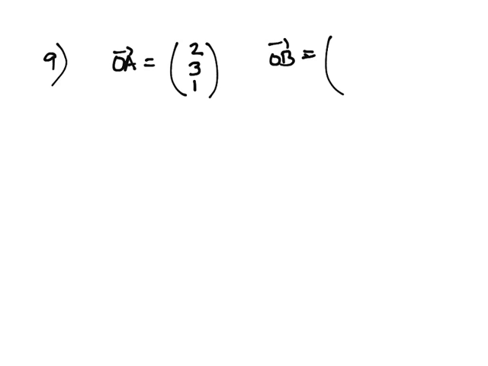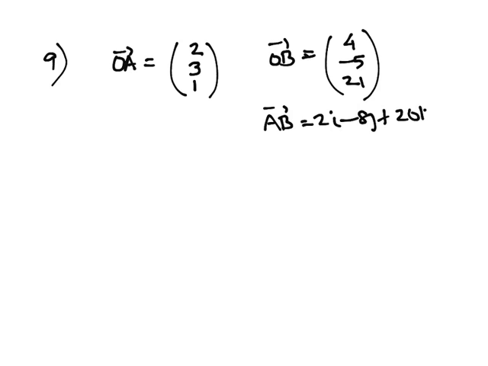Fine. The position vector of point A is 2i plus 3j plus k. So I will write it as OA equal to 2, 3 and 1. And the position vector of B is given. So OB is 4, minus 5 and 21. So maybe for me it is more comfortable writing like this, even for you also. So you need to show that AB equal to 2i minus 8j plus 20k.